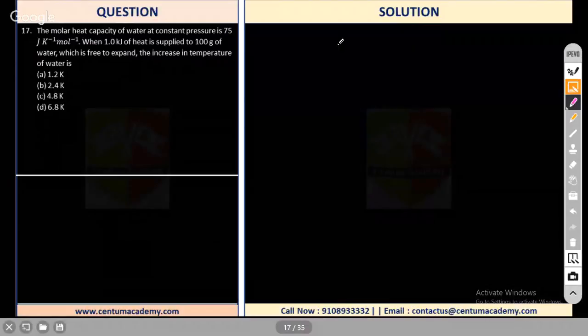What is the answer? 17th one. 17th one, Amog and Shreyas is getting B.